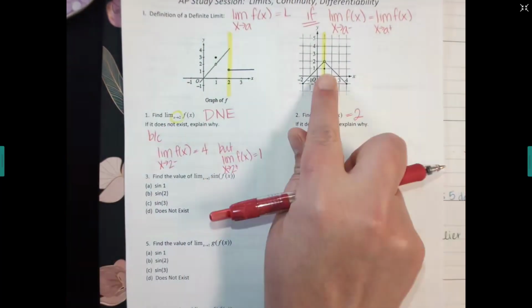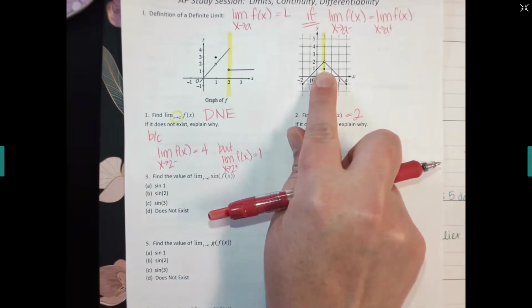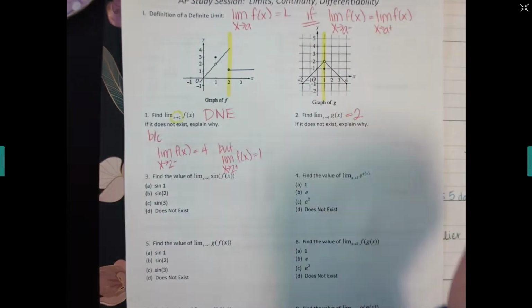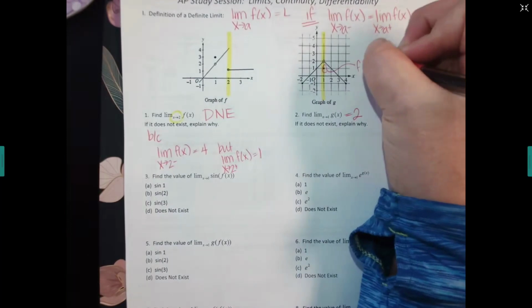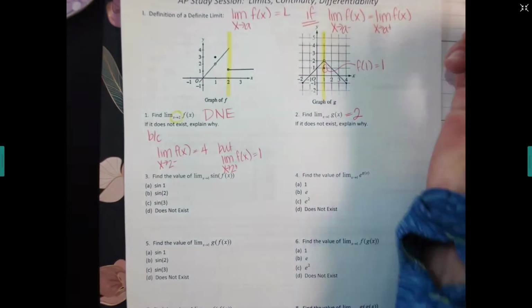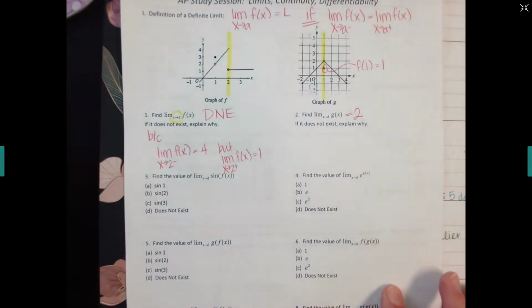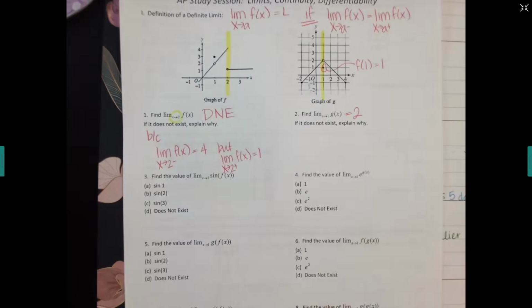Okay, now the closed dot, remember, that's f of 1. So you would say that f of 1 is 1. Okay, but that has nothing to do with the limit. For the limit, you're looking at what you're tracing towards. Okay. All right, let's go down to the next one. Let's look at number 3.